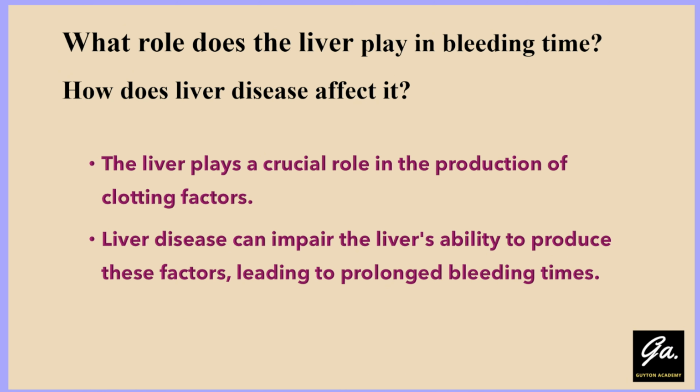What role does the liver play in bleeding time? How does liver disease affect it? The liver plays a crucial role in the production of clotting factors. Liver disease can impair the liver's ability to produce these factors, leading to prolonged bleeding time. Because the liver produces a lot of clotting factors which are important for hemostasis, deficiency of these factors can lead to prolonged bleeding time.